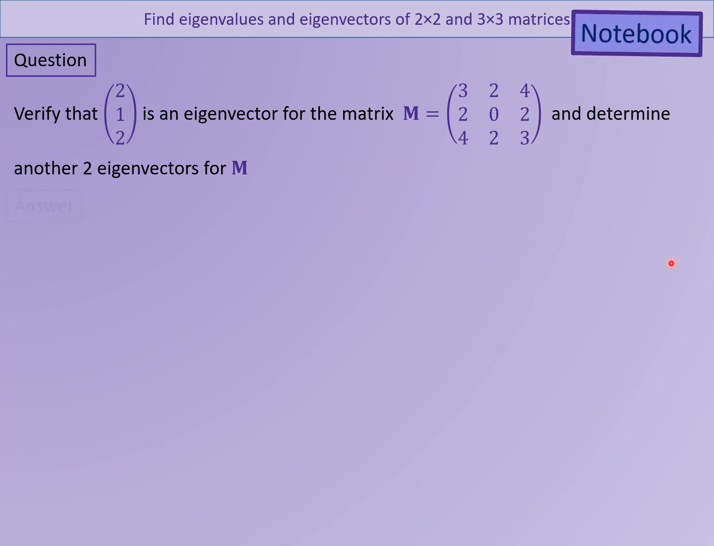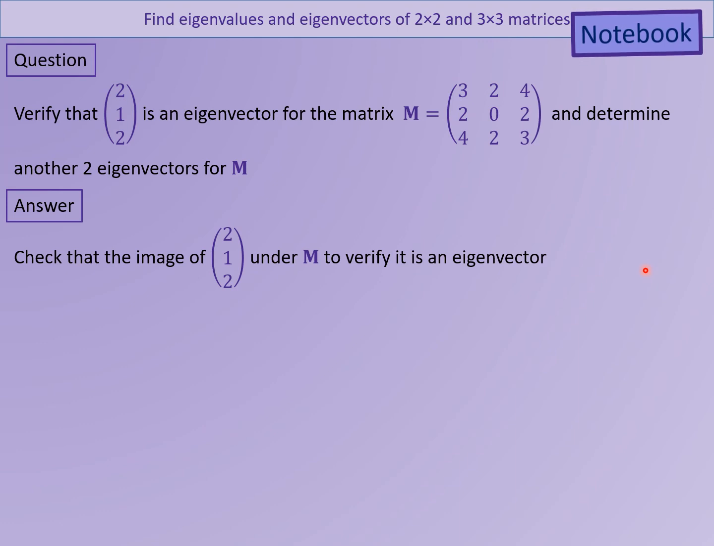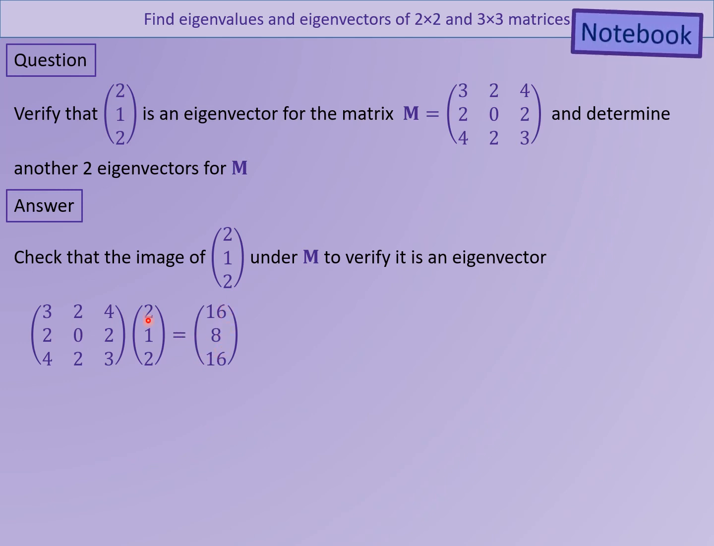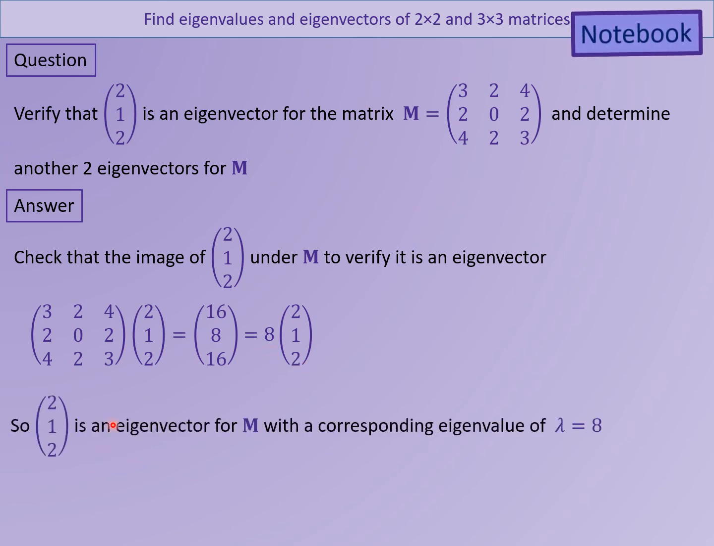Right, so let's have a quick look through. That's what I'm going to do first of all. I'm going to check that the image of (2, 1, 2) under that matrix is also going to be a multiple of (2, 1, 2), so therefore it is an eigenvector. So it's very simple. Multiply it by (2, 1, 2), see what answer you get out. Oh look, I get (16, 8, 16). Surprise, surprise, this is exactly the same, except it is 8 times bigger. So therefore I can confirm that (2, 1, 2) is definitely an eigenvector for that matrix, and it has an eigenvalue of 8.